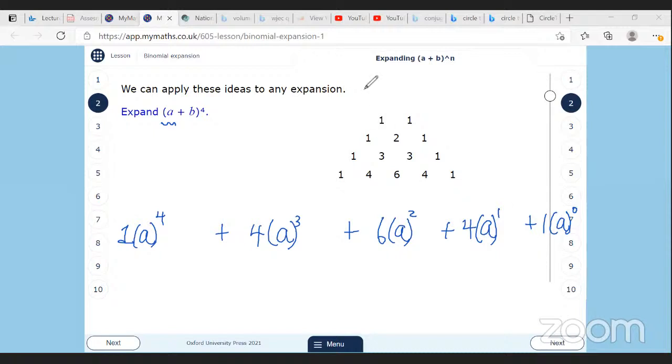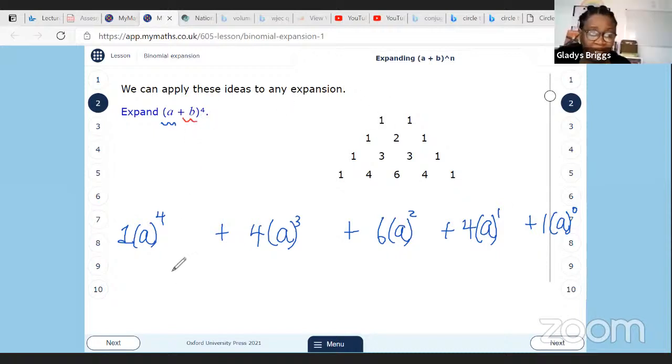Yes. Now you have to do it for the b term. Okay, for the b term, let's start from here. It's going the other way, backward, down, yeah? So it's b to the power of 4, b to the power of 3, b to the power of 2, b to the power of 1, b to the power of 0. Do you understand it now?